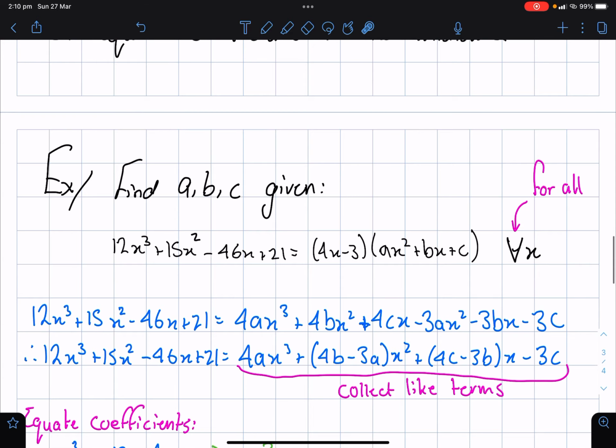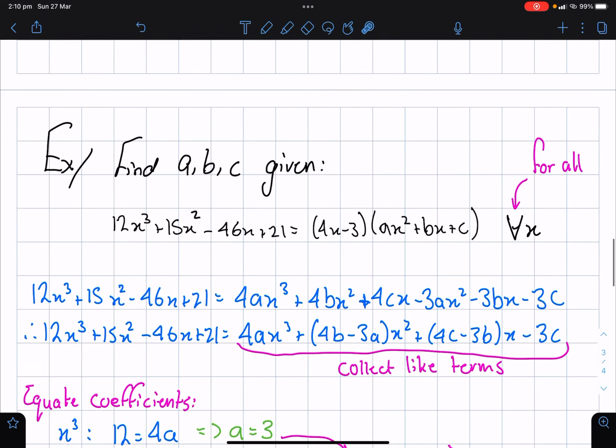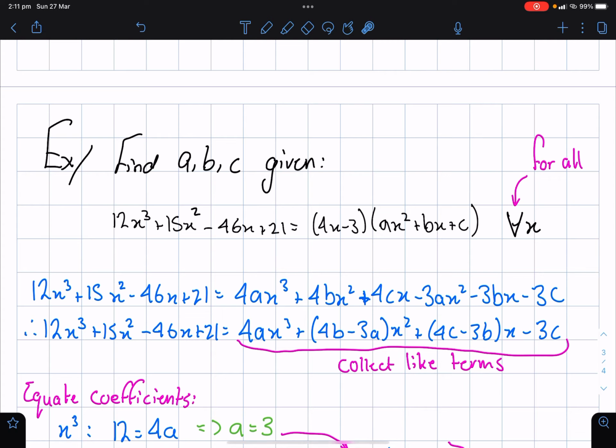So equating coefficients looks a bit like this. If we look at our x cubed term, on the left-hand side our coefficient of x cubed is 12, so we write that on the left-hand side. On the right-hand side, our coefficient of x cubed is 4a, so we can write that on the right-hand side. And if we solve for a, we find that a equals 3.